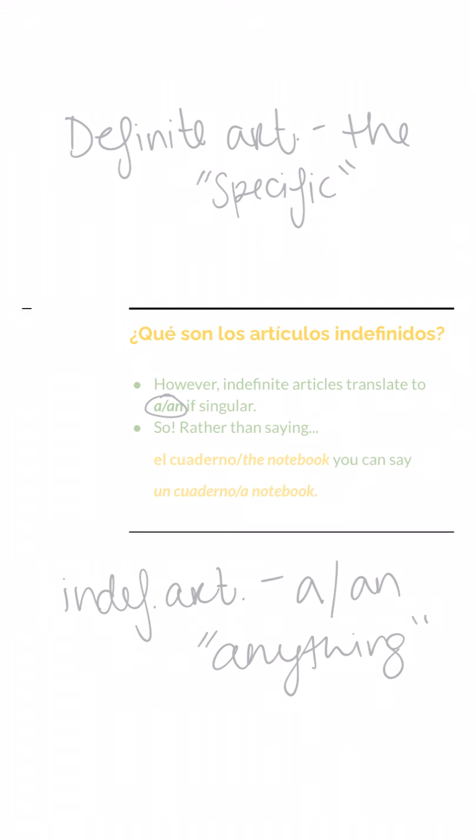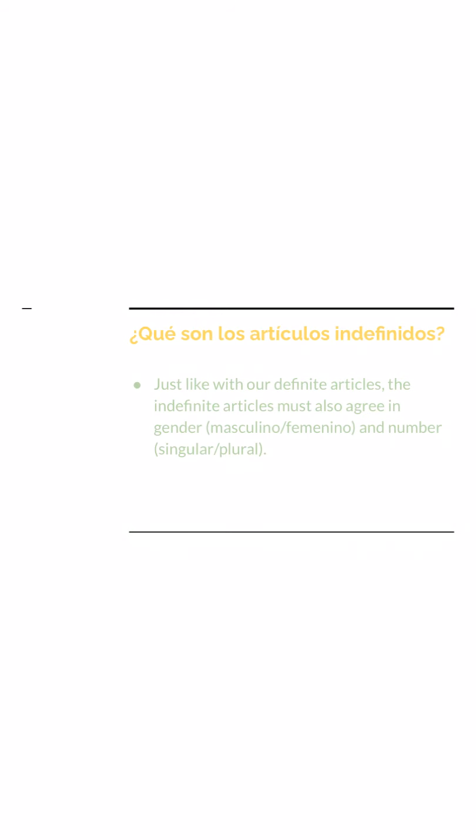It's the difference between me asking you, well, do you have the book at home? That implies that you know what I'm talking about. It's specific, the book. As opposed to me saying, do you have a book at home? And that book has indefinite possibilities of anything at all. Okay, so just like with our definite articles, the indefinite articles must agree in gender. So are we looking at masculine nouns again, or are they feminine? And also in number, the singular or plural forms too.